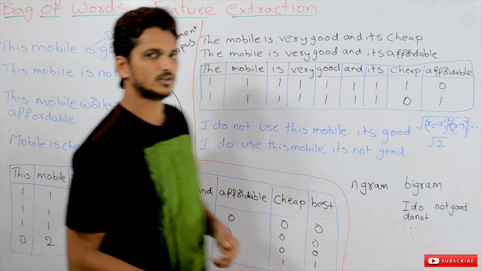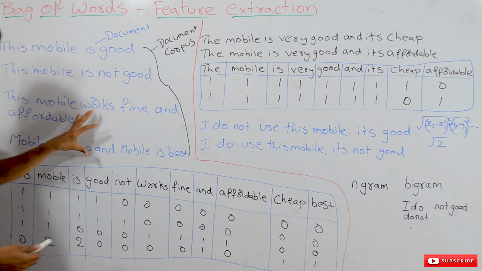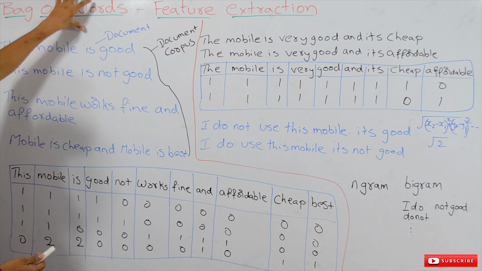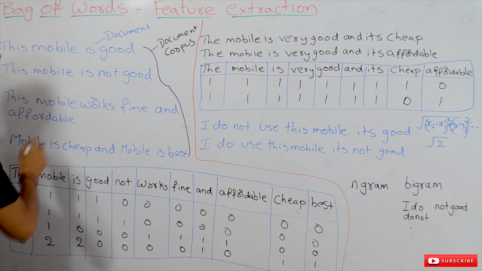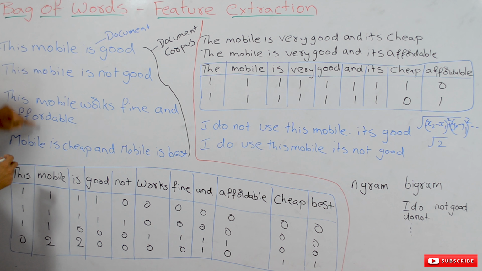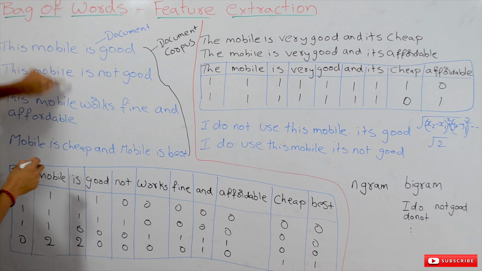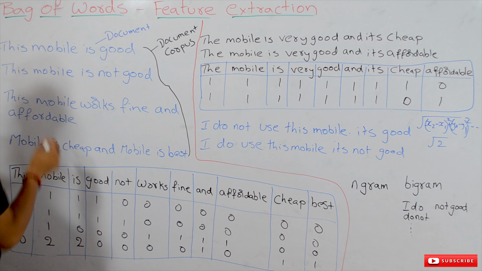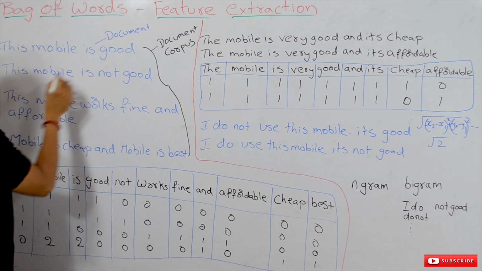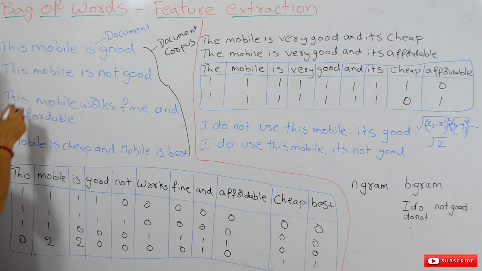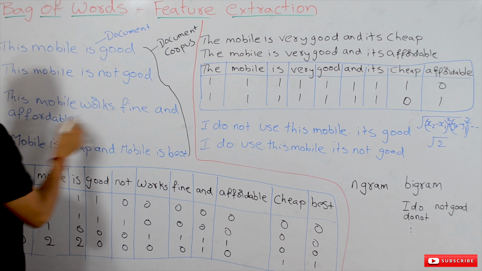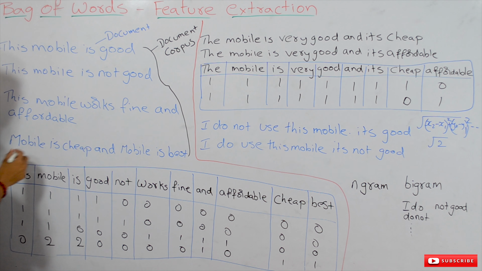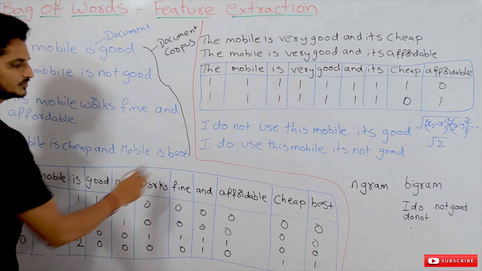Before going into the concept, first let's take an example and understand how bag of words works. These are examples taken from our Amazon mobile data set. These are 4 different feedbacks given by 4 different customers. "This mobile is good." This is one of the feedbacks. "This mobile is not good." "This mobile works fine and affordable." This is the next statement. "Mobile is cheap and mobile is best."